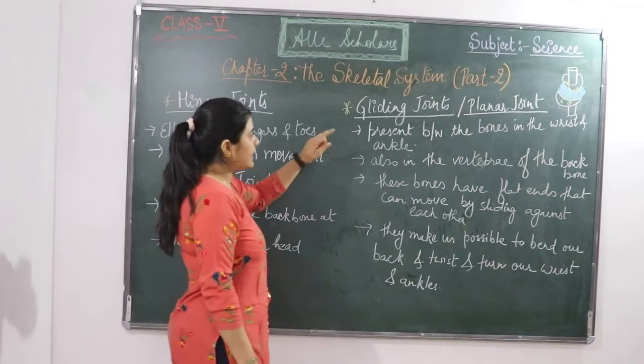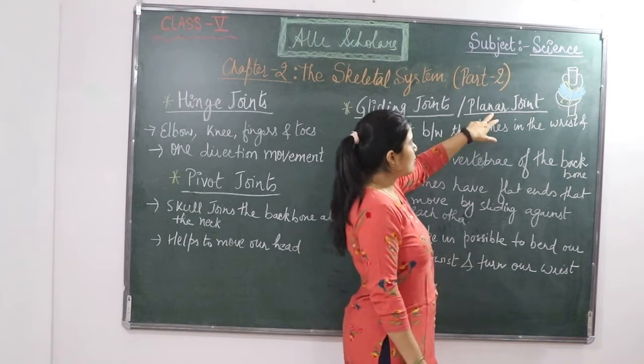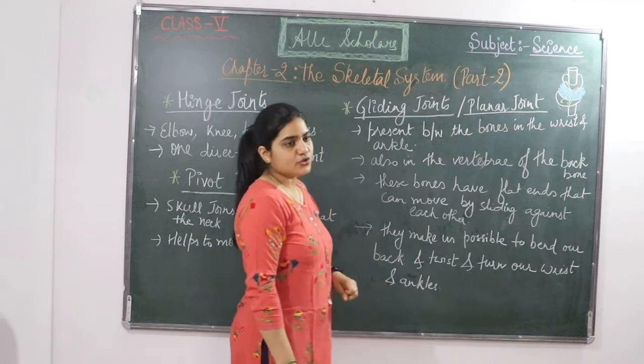Fine. Next come the gliding joints. This is also called the planar joint.